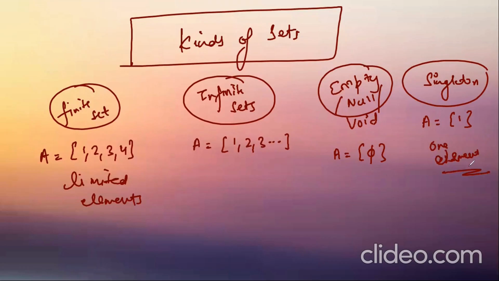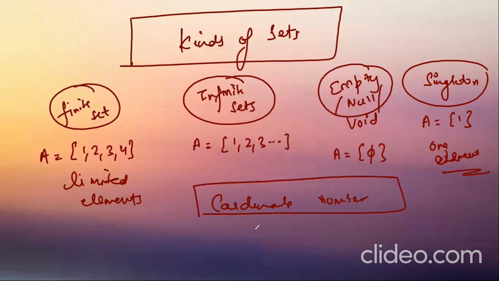So that's the thing. Next thing that is very, very important is the cardinal number. Cardinal number of a set means how many elements you have. So basically it's a number. Let's say suppose I'm saying this set. How many elements do we have? 1, 2, 3, 4. So we can say cardinal number, which we represent by small n with the name of the set, is equal to 4.